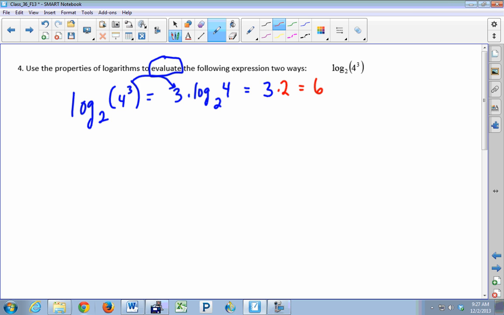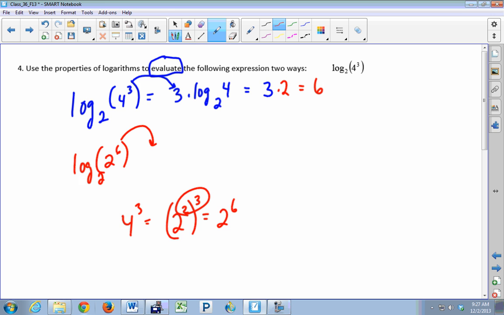Another way to write this would be to get 4 cubed as 2 raised to some power. So off to the side on your paper, you can say 4 is 2 squared. And when you cube that, you get 2 to the 6 because you multiply these 2. And you get 2 to the 6, and you just lift off your exponent. It's another way to do it.